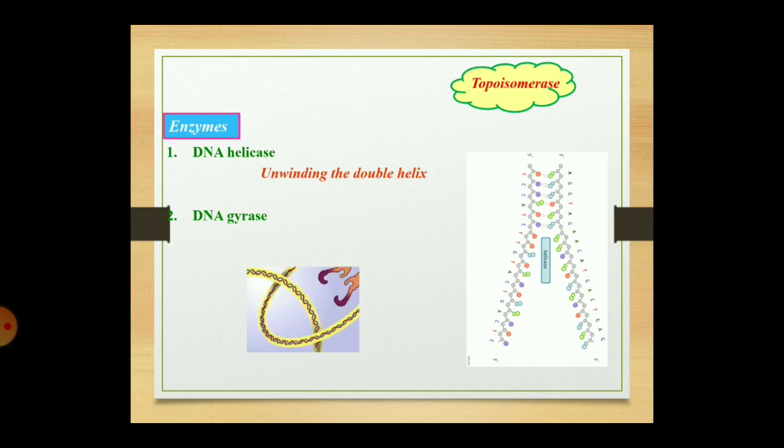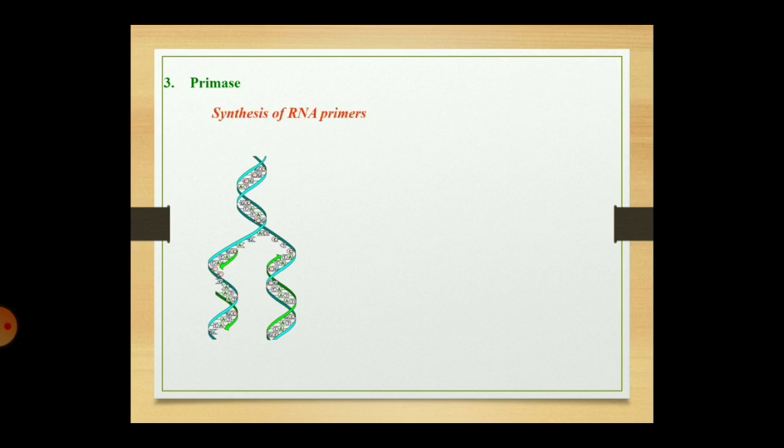So when the helicase enzyme breaks the hydrogen bonds, at the opposite end it creates a tension. That tension is released by the DNA gyrase enzyme. Next, the primase enzyme. The RNA primase enzyme helps in the synthesis of RNA primers, short segments of RNA.